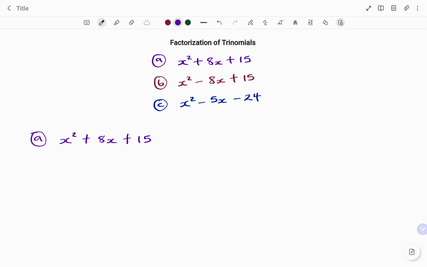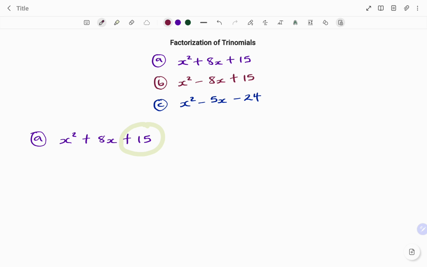To determine the factors to use, the first check is to note that the coefficient of x squared is 1. If the coefficient of x squared is 1, then we go to the last term. The last term is positive 15.